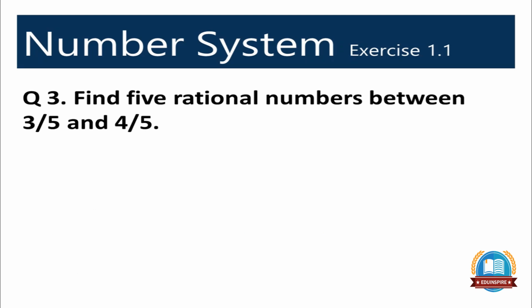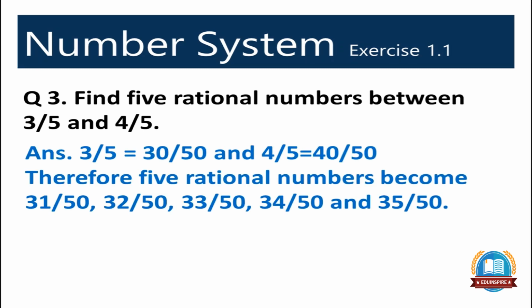Question number 3 asks us to find 5 rational numbers between 3 upon 5 and 4 upon 5. This question is similar to question number 2. Here 3 upon 5 can be written as 30 upon 50 by multiplying both numerator and denominator by 10. Similarly, 4 upon 5 can be written as 40 upon 50. Therefore, the 5 rational numbers become 31 upon 50, 32 upon 50, 33 upon 50, 34 upon 50, and 35 upon 50.